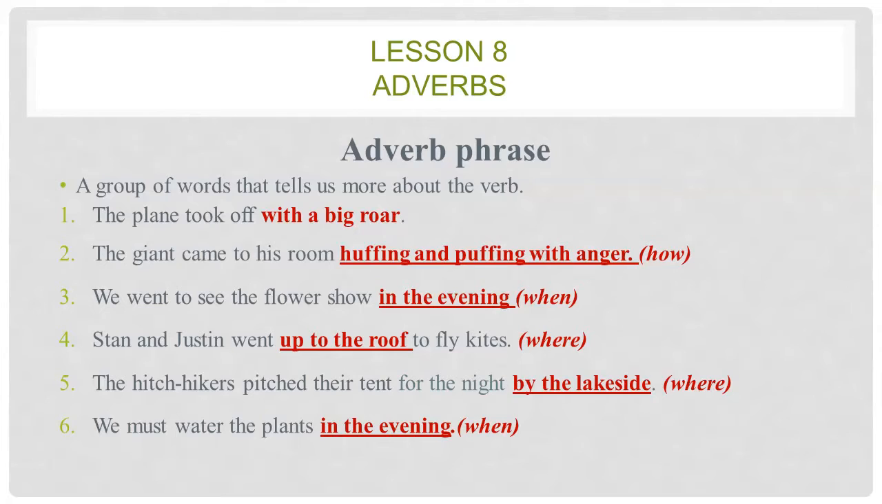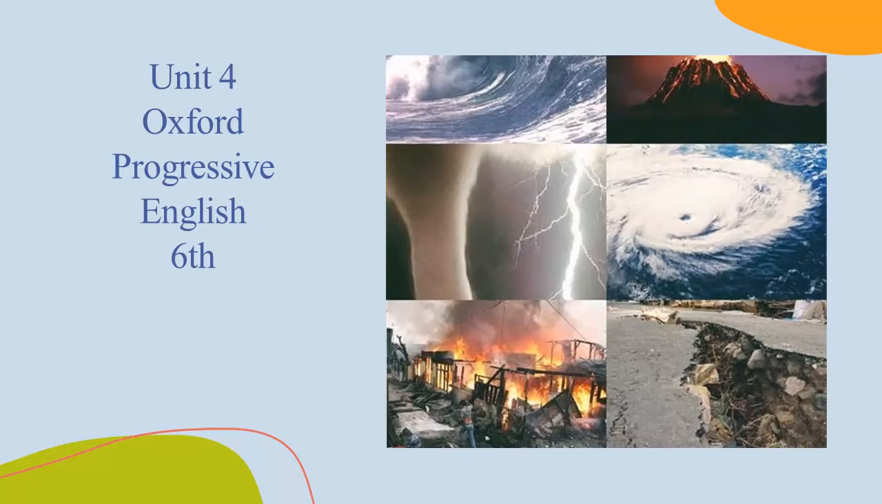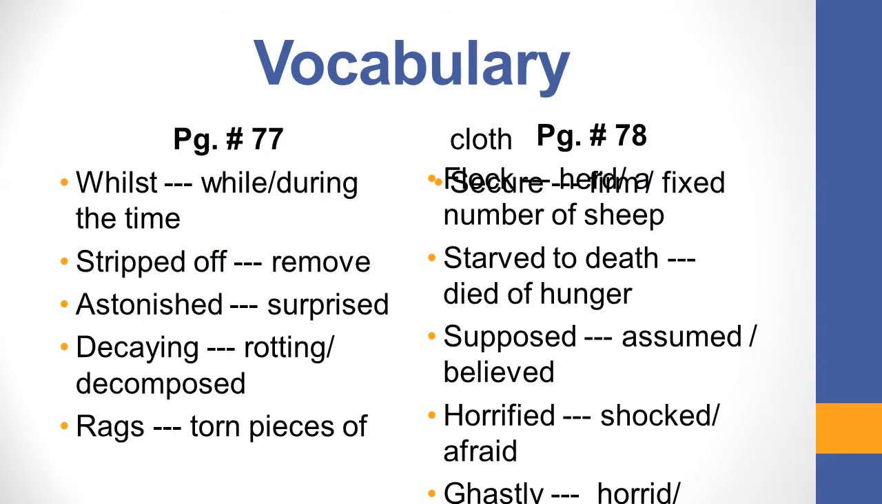This was from English grammar. I have just given you the concept. You need to revise all the exercises from English grammar lesson number 6, 7 and 8. Now let's move to unit number 4, Oxford Progressive English 6. Important things from exams point of view in the book Oxford Progressive English are vocabulary, question answers and word sentences. So we will revise the vocabulary, question answers and word sentences. At page number 77 and page number 78, the egg collector's surprise.